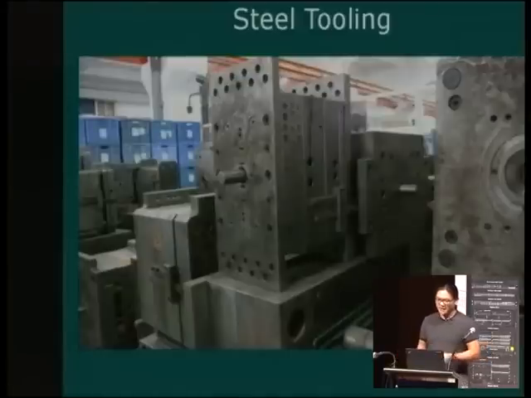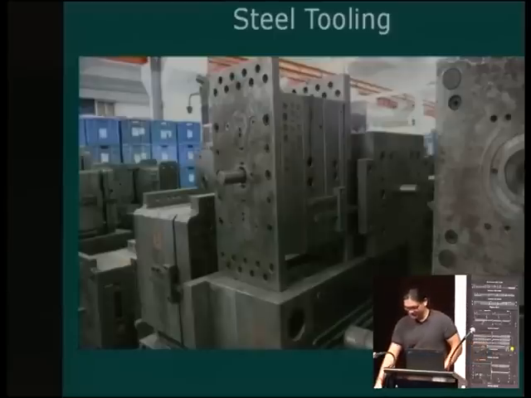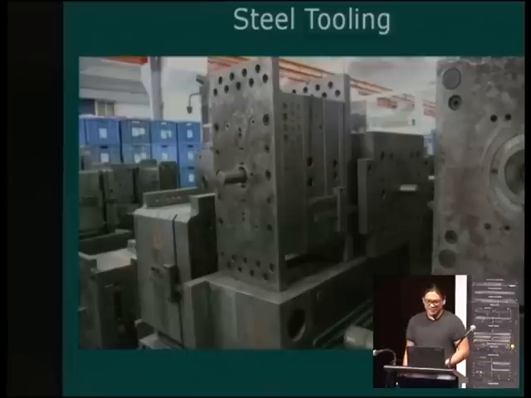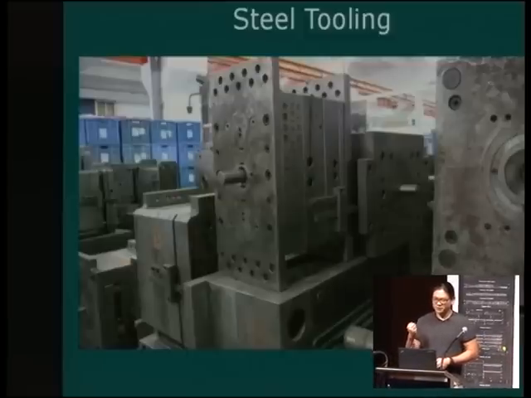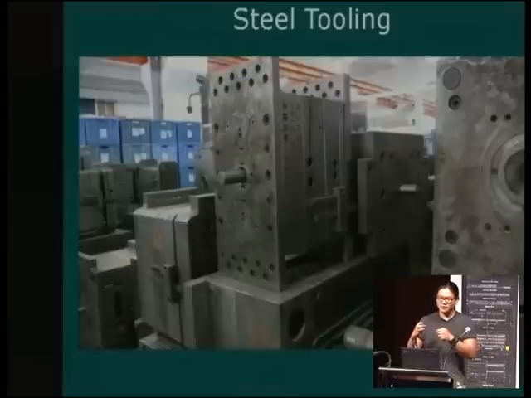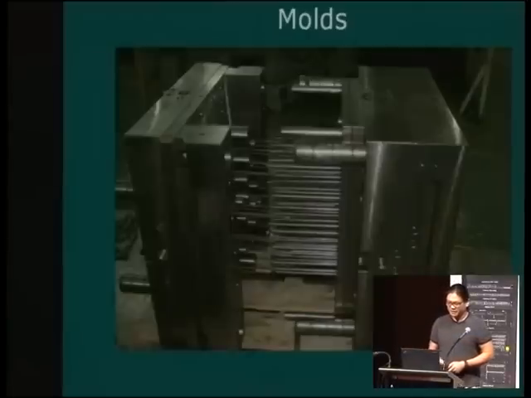Once you've gone through all of that, then you actually need to build the tools for doing the injection molding. These are the steel tools that are used to do injection molding. Just for reference, this one's probably about the size of the table here. They weigh several tons, and they have to take really high pressure plastic and force it into a small cavity and turn it into your injection molded part.